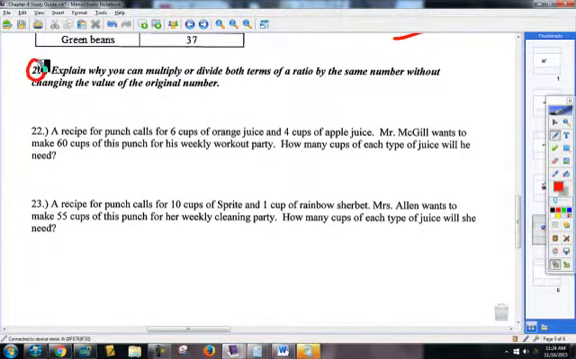This question I want to talk about. Everybody look at number 21. Okay. Explain why you can multiply or divide both terms of a ratio by the same number without changing the value of the original number. Okay. Now, this question was the one that was X'd off on the formative, and I actually didn't mean to. It was actually a mistake on my part. Okay? So you all need to pay attention. So what this is saying is, if I had the ratio 2 boys to 3 girls, okay?